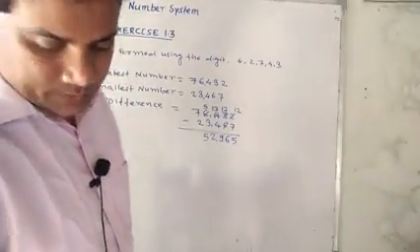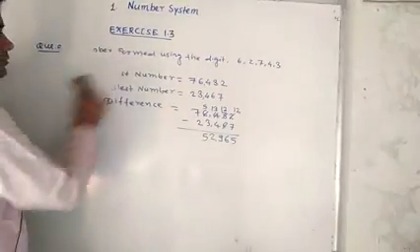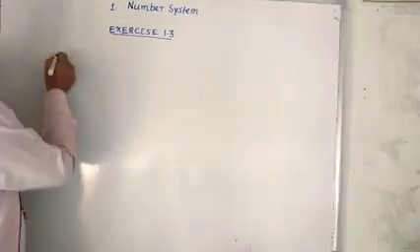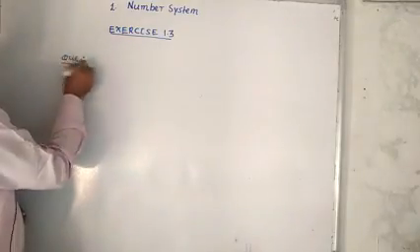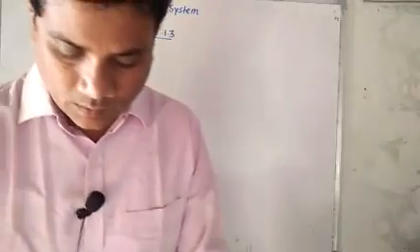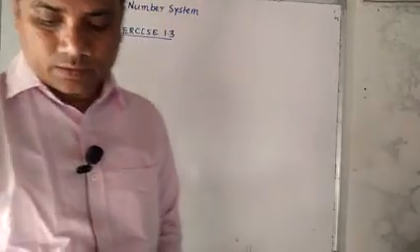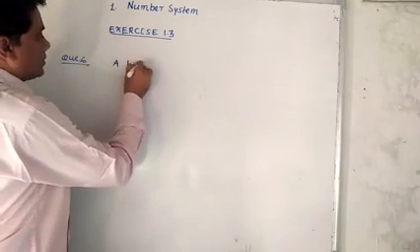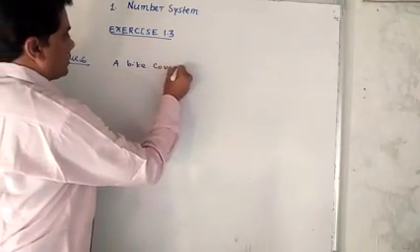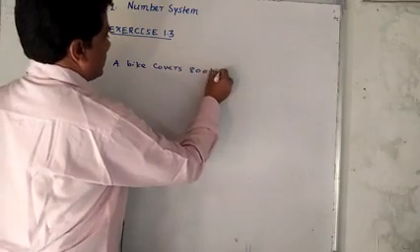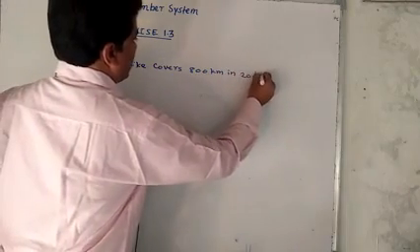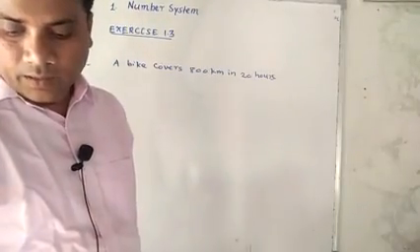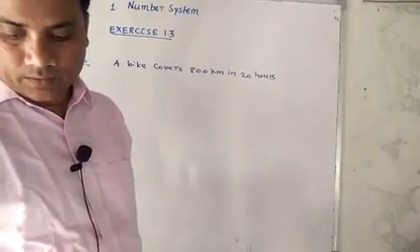Now question number 6. A bike covers 800 km distance in 20 hours. Now find the distance covered by the bike in 1 hour.